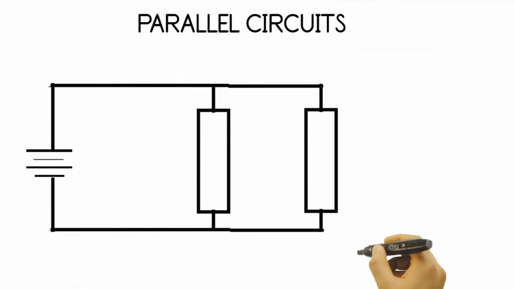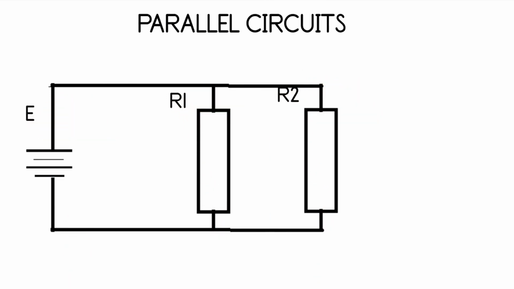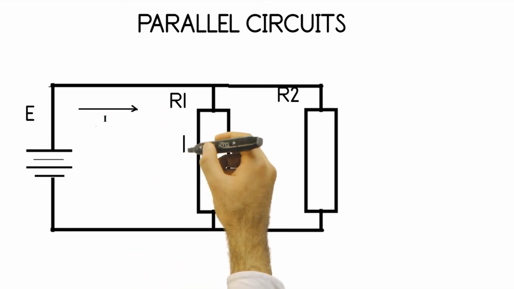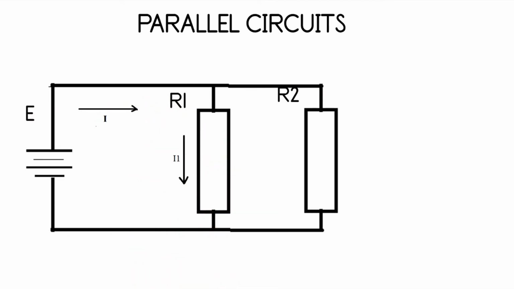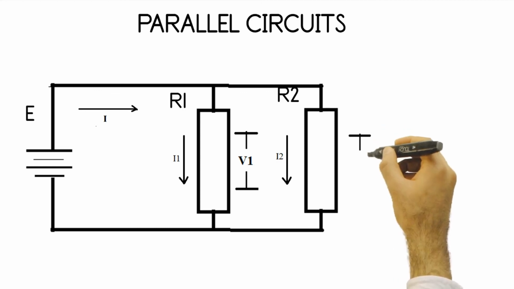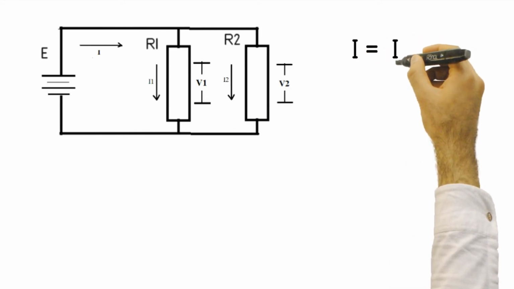Let's talk now about parallel circuits. In this circuit, resistor R1 is in parallel with resistor R2, which are connected to a supply voltage, E. The total current I is equal to current through R1, I1, plus the current through R2, I2. The voltage V1 is equal to voltage V2. For this circuit, total current, I is equal to I1 plus I2.